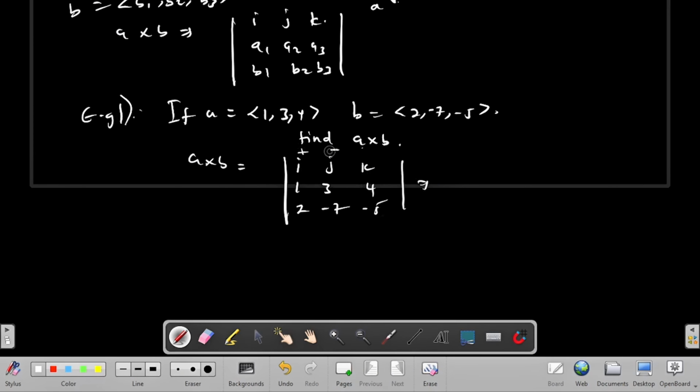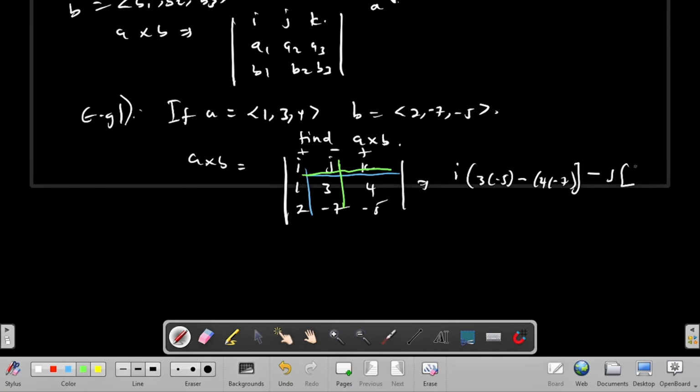I'll start. You have plus, minus, plus. So i, which is positive, then you cancel the row. So all this will go away. I'll have my 2 by 2 matrix here, which is going to give me 3 times negative 5 minus 4 times negative 7. I have minus j, plus minus plus, don't forget. Minus j. Remember, j will also clear off everything here and everything. So I'll be left with what? 1, 2, 4, negative 5.